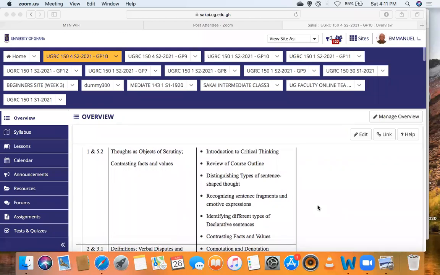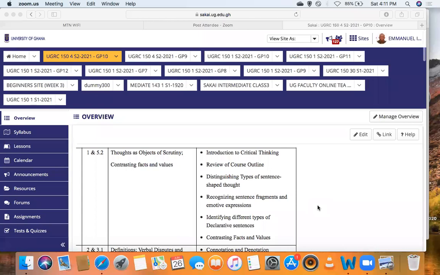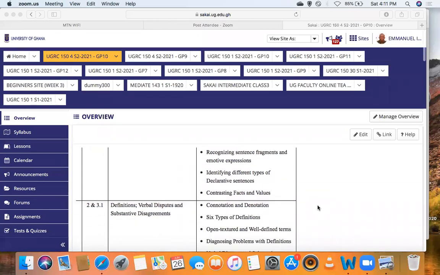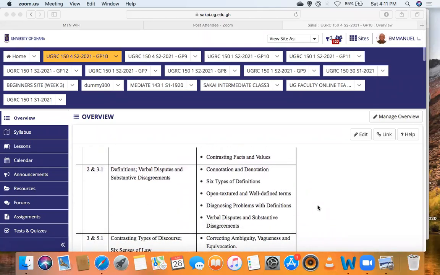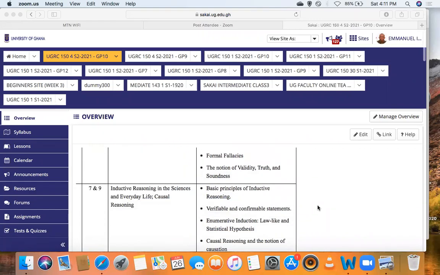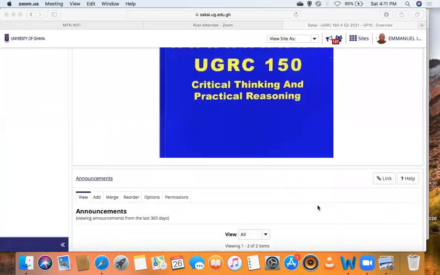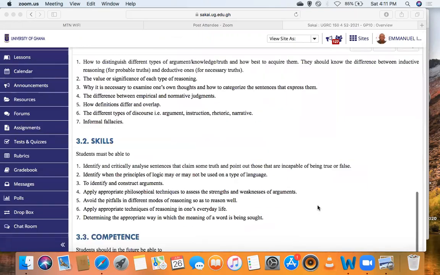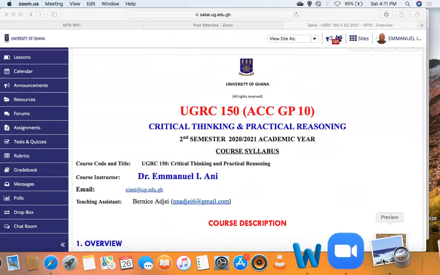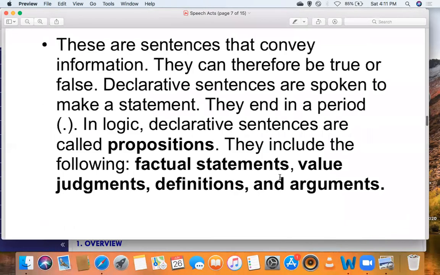Recognizing sentence fragments and emotive expressions, identifying different types of declarative sentences, contrasting facts and values. So I think we're going to start that right away. We'll be doing the rest of these topics for our subsequent classes. So let's go straight away to our slides and begin the business of the day.